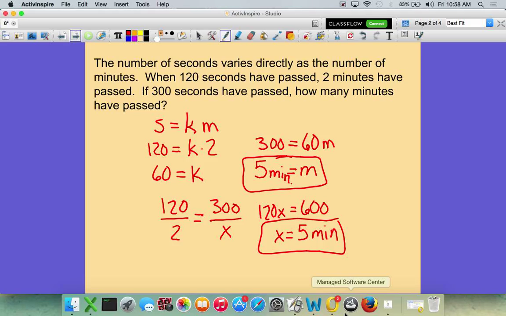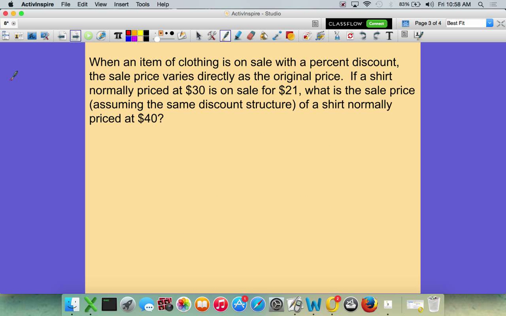If they asked you to find the constant, you would absolutely have to do it the first way up here. But if they just say answer this question, and you can set up proportions to answer the question, then do it. You're more comfortable with that way, and that way is fine.